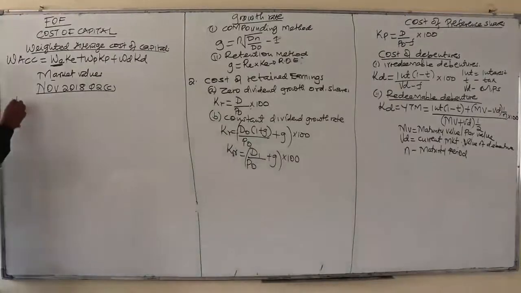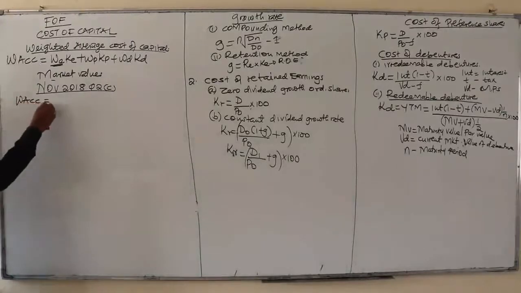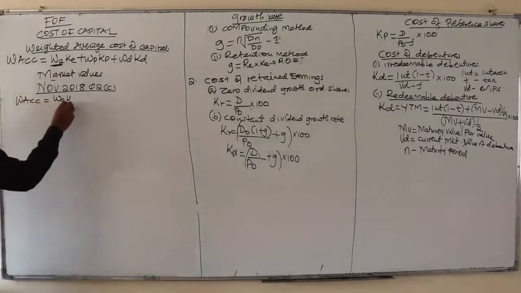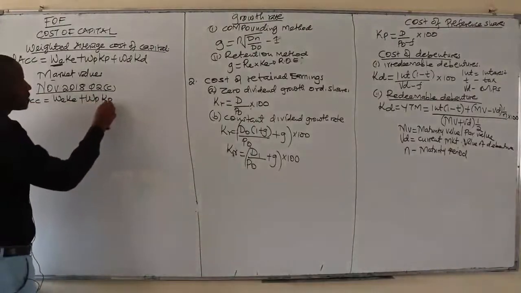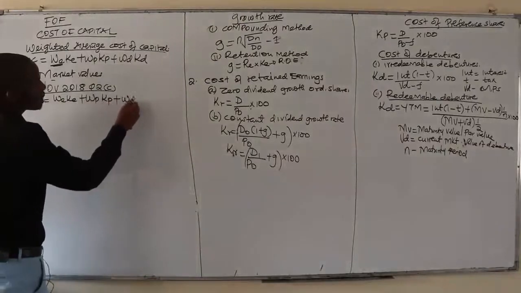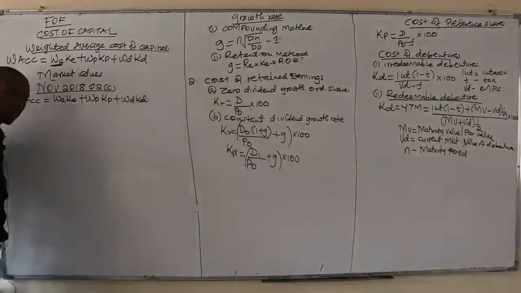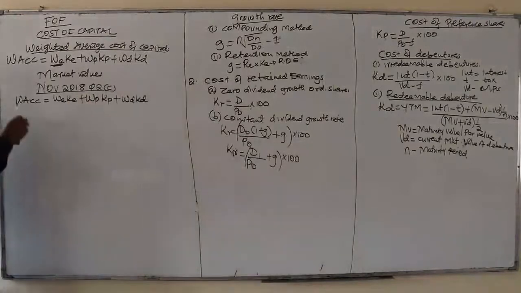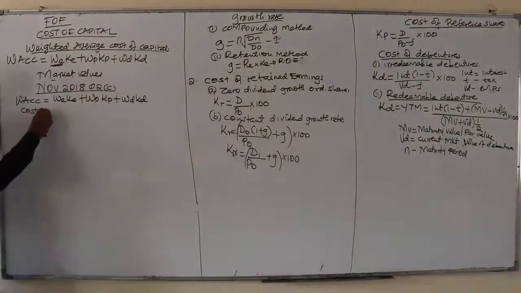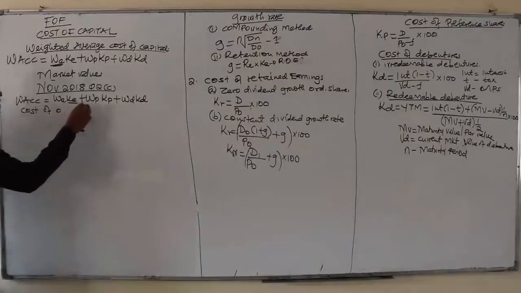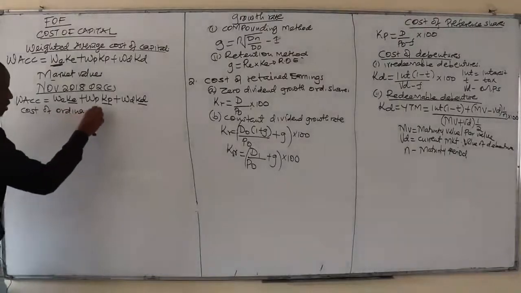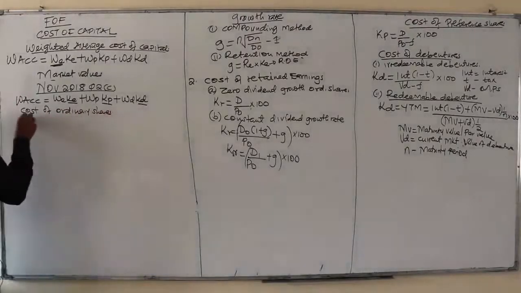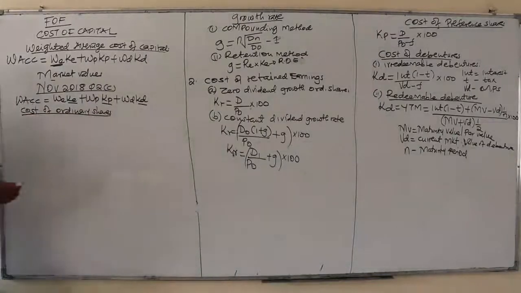So to get the weighted average cost of capital, we need the weight of ordinary shares and cost of ordinary shares, the weight of preference shares and cost of preference shares, and the weight of debentures and cost of debentures or the loan. In this case, we first need to begin by looking at their costs. I'll begin with the cost of the ordinary shares.